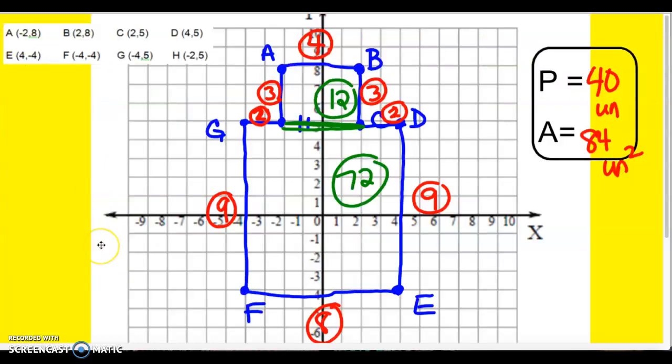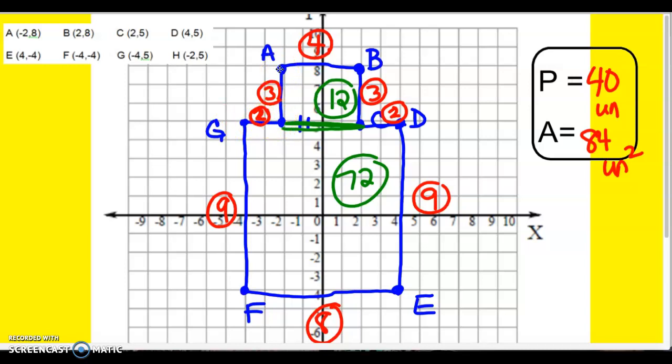So this is what it should have looked like. When you plotted your points, I labeled all of them: A, B, C, D, E, F, G, and H. And then you're supposed to connect all of them in order, and then you finally connect H, the last point, to the first point. I labeled all around the figure the length of the line segments. So this is 4, this was 3, this was 2, 9, 8, 9, 2, 3.